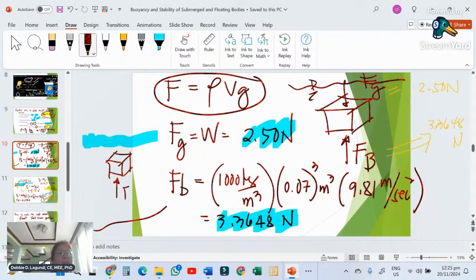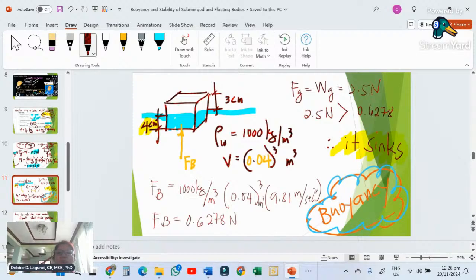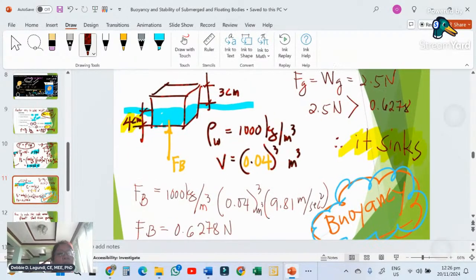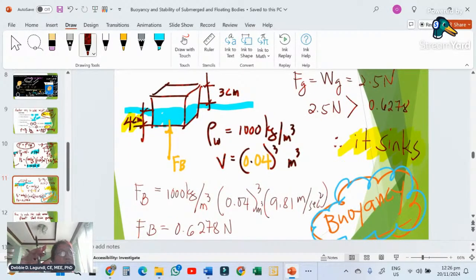So that is the buoyant force. And this is the force due to gravity, or this is equal to the weight of the block. Okay, I hope you understood that. Now, let's go to a situation where the block will just be partially submerged. If it's partially submerged, will it float throughout or will it sink after?